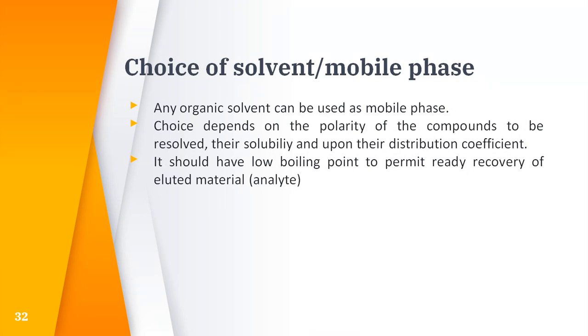As such, any organic solvent can be used as a mobile phase, but the choice depends on the polarity of the compounds to be resolved, their solubility, and their distribution coefficient. Also, the mobile phase should have a low boiling point, because after elution we are going to separate our eluted material, that is our analyte. So how are we going to separate it? By boiling, by evaporating the mobile phase. The mobile phase will evaporate and we will be left with the analyte. So it is important that the mobile phase has a low boiling point, so we can recover our analyte easily and readily.